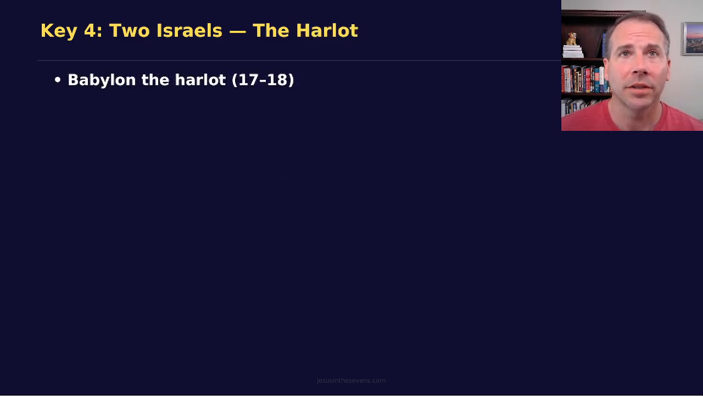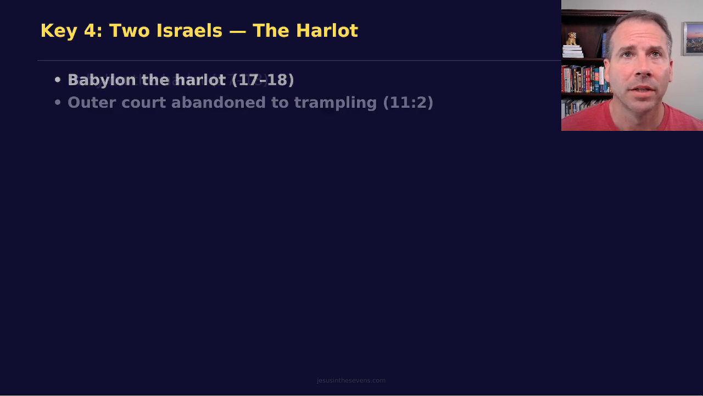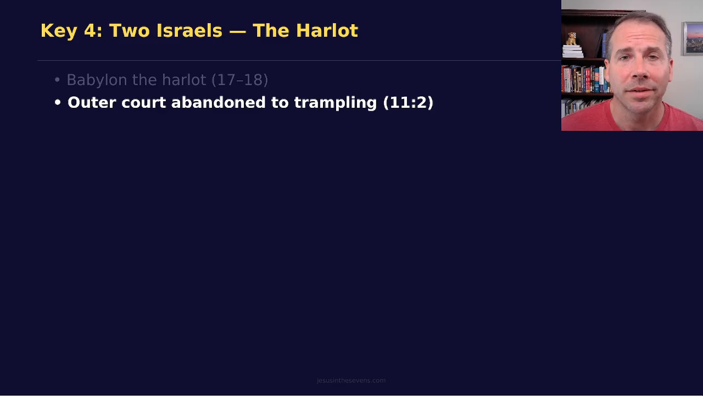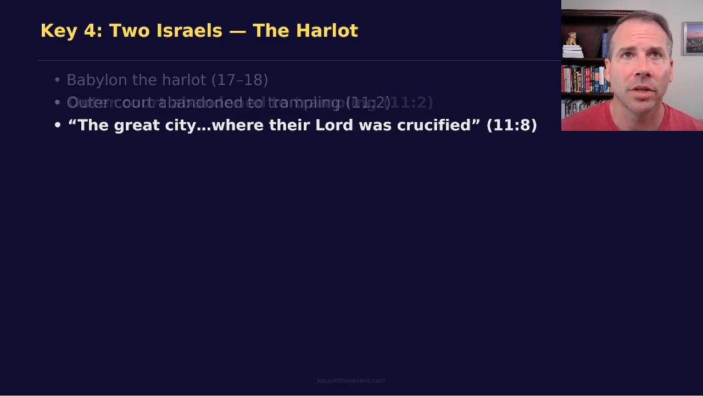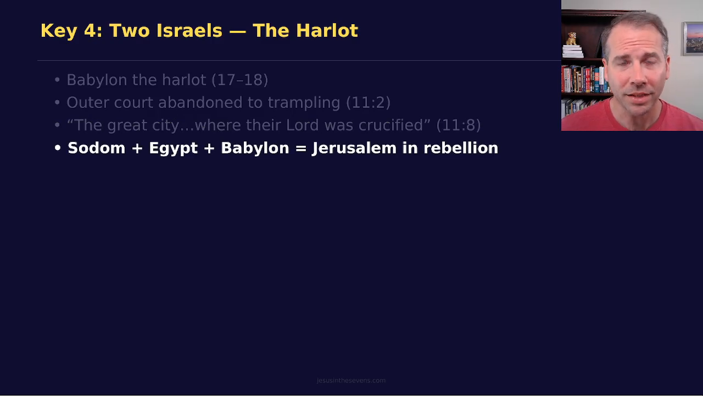In contrast, the harlot is Babylon, and we're going to make the case very convincingly. And this is not new. There's plenty of people who think this, but I kind of thought it was universal. I didn't realize that it's actually not that universal, but certainly not a new idea that we're presenting here for the first time. The outer court gets abandoned to the Gentiles. That is the Old Covenant, the great city where their Lord was crucified. That's Jerusalem. That city is very explicitly there in chapter 11 called Sodom and Egypt, and also basically Babylon.